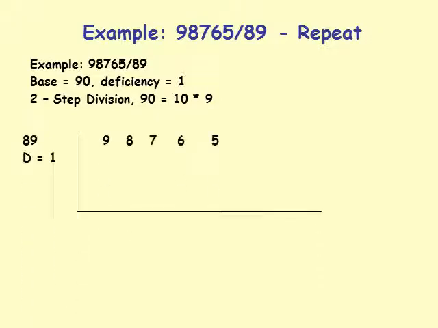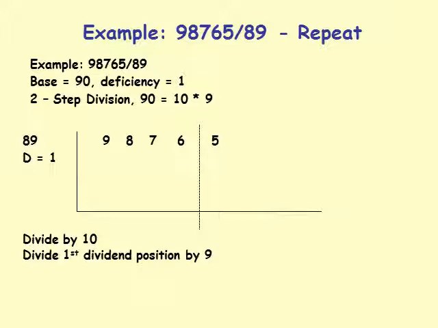Let's continue here. Problem: 98765, with divisor 89, a deficiency of 1 from the chosen base of 90. First we divide by 10. We divide first by 10. So when I divide 98765 by 10, I have 9876 remainder 5. That's what this line did. This is what we did: divide by 10. That's my first division here.